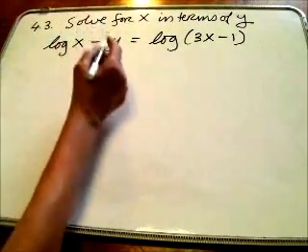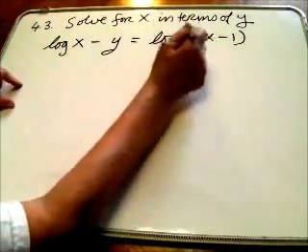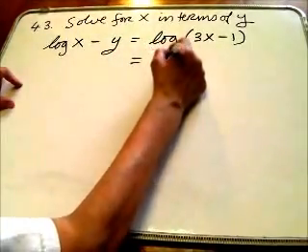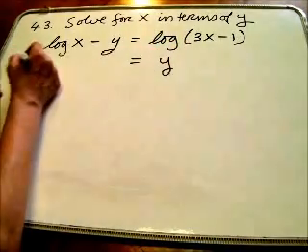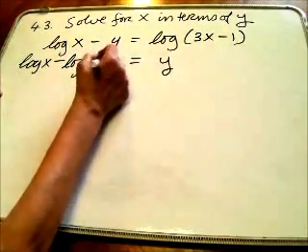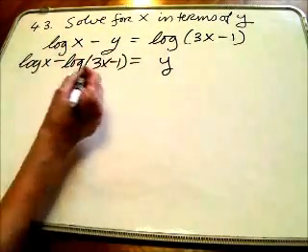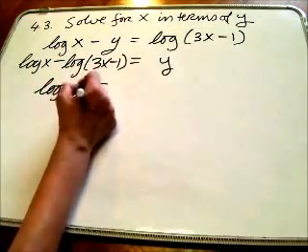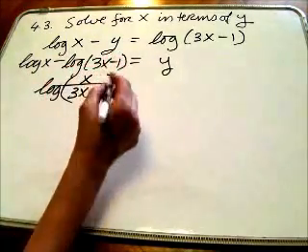We can't combine it. So what we're going to do is get that y out of there, and bring the log family together so that we can combine them. So we'll put the y over here, and then we'll have log x minus log of 3x minus 1. Now I can combine them, okay? So that's going to be log of x over 3x minus 1, according to the second law of logs.